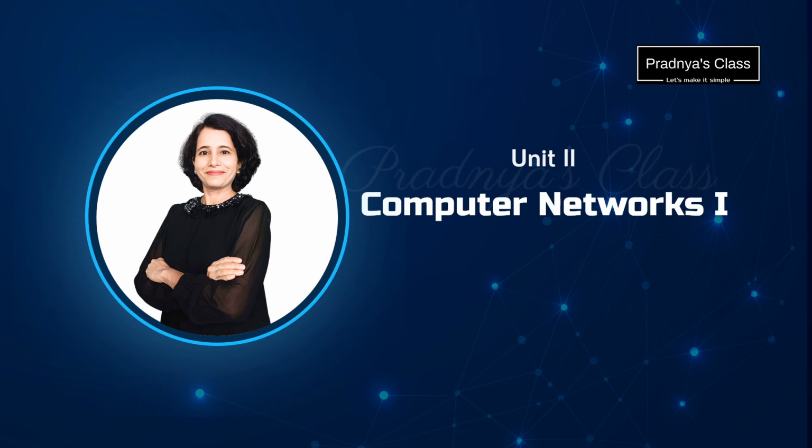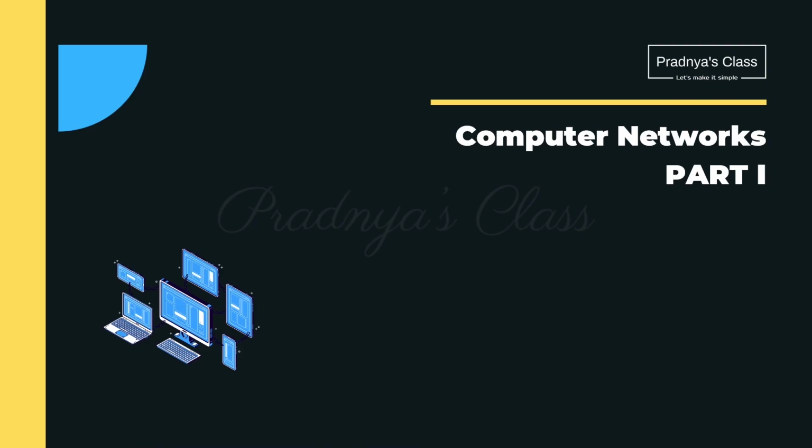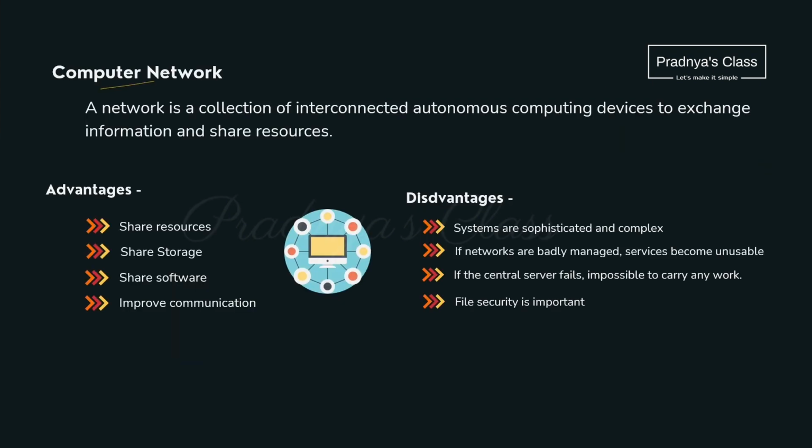It's time to check out unit number 2, that is computer networks. This is the part 1. It is a complete theoretical portion, so keep the points in mind. In the first topic, we will try to understand what is network. When we connect devices to each other, it is called as a network. So it is nothing but a collection of interconnected devices. What are the advantages? We can share resources, storage as well as software, and it improves communication.